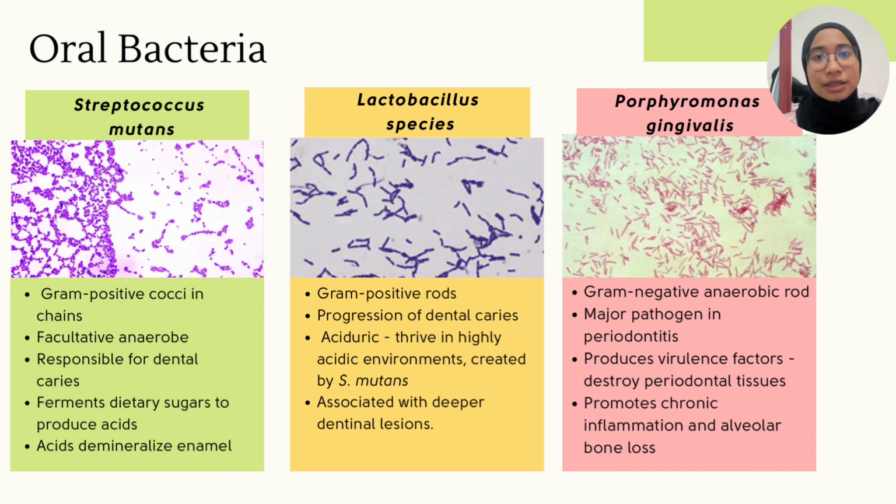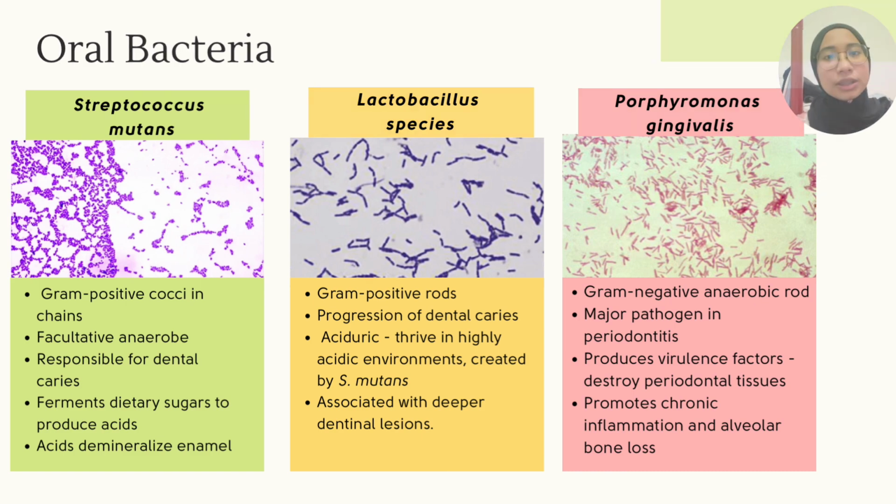Porphyromonas gingivalis is a gram-negative anaerobic rod. It is considered one of the major pathogens involved in periodontitis. This bacterium produces several virulence factors that will damage the periodontal tissues. It also promotes chronic inflammation of the gums and the surrounding structures. Over time, it can lead to alveolar bone loss, which may eventually result in tooth mobility and also tooth loss. In short, Porphyromonas gingivalis plays a key role in the development and progression of periodontal disease.